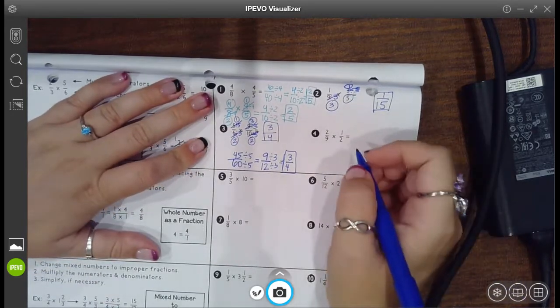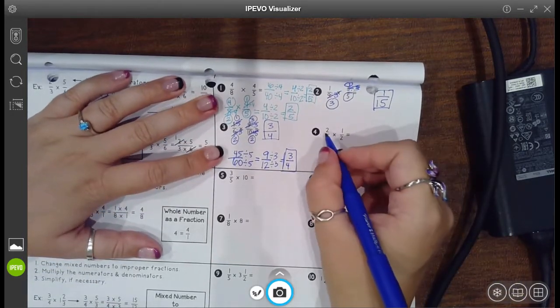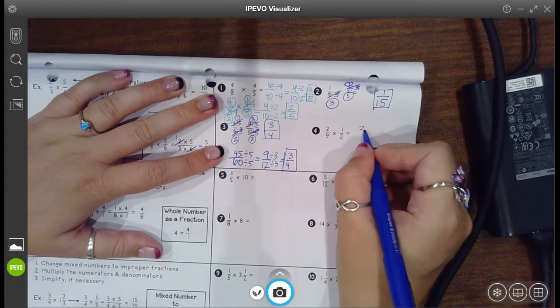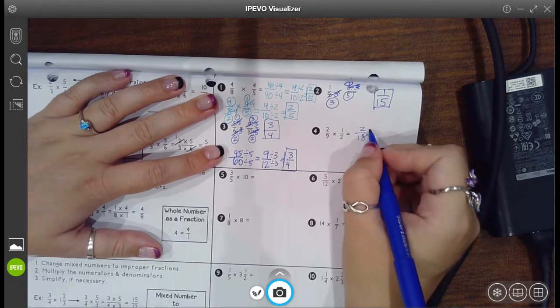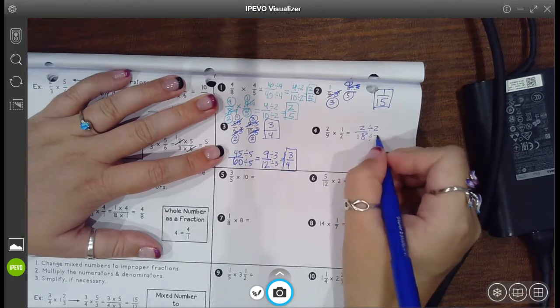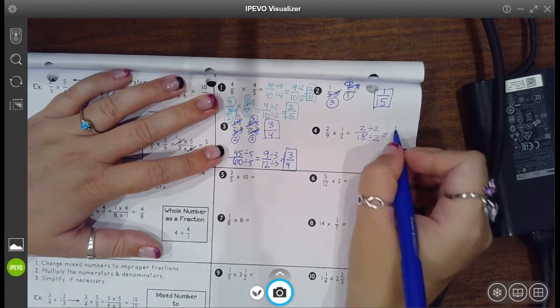Okay, and then finally, for this one, if you multiplied across, you'd get 2 over 18, and then you'd see, oh, I can reduce that by 2. 2 divided by 2 is 1.